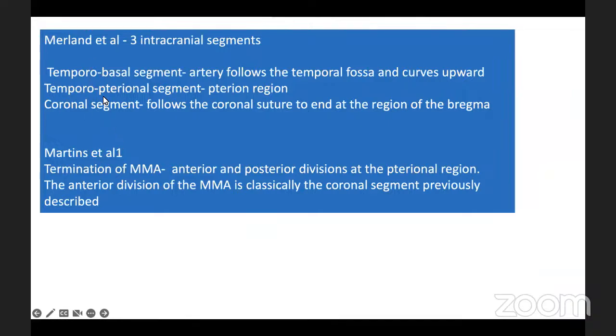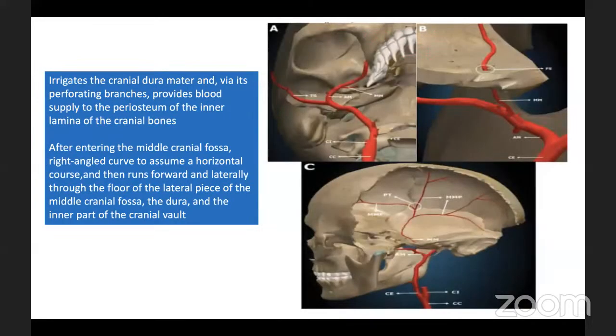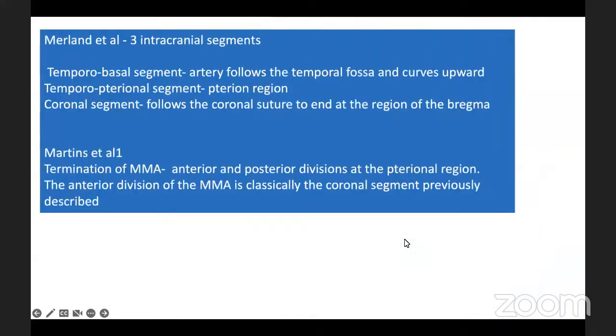So there are two classifications. One has divided the segments into three intracranial segments: temporobasal, terional, and coronal, by Merland et al. And Martins et al. have divided it as termination of MMA into anterior and posterior at the terional region. So here we can see this is the terional region where there is a bifurcation into anterior and posterior division, and this can be taken as the temporobasal region, terional region, and the coronal segment. So the coronal segment is the anterior division of the Martins classification.